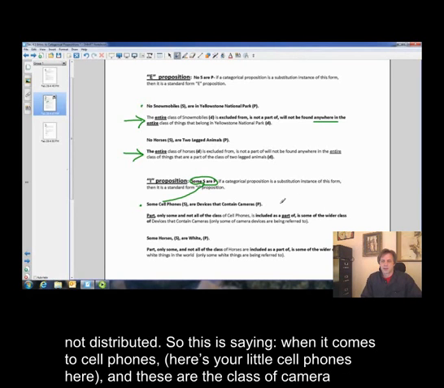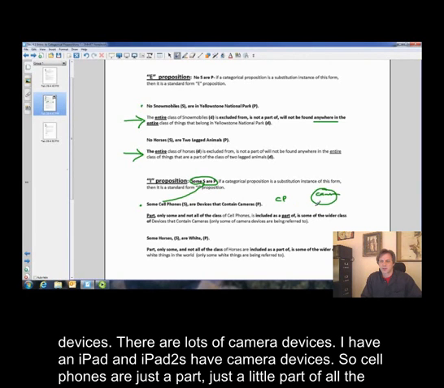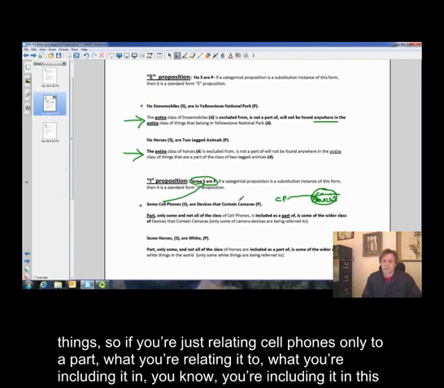So this is saying, when it comes to cell phones, here's your little cell phones here, and these are the class of camera devices, right? There's lots of camera devices. I have an iPad, and iPad 2s have camera devices. So cell phones are just a little part of all the things. If you're just relating cell phones only to a part of what you're including it in, you're including it in this circle.